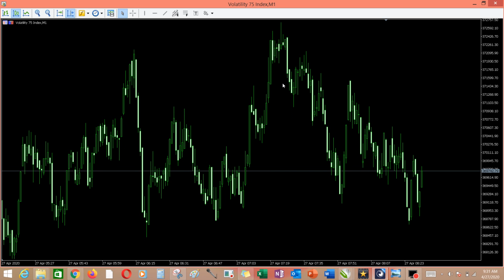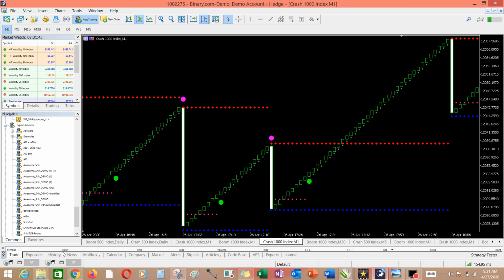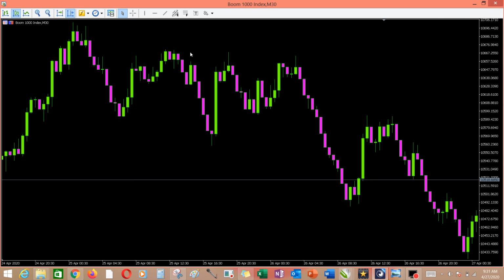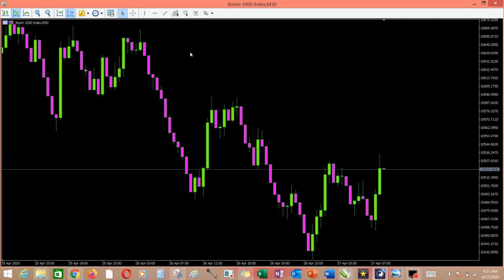Okay, that is that about Volatility 75. Let me quickly say a few things about Boom and Crash. Let me use Boom 1000 to explain. This is Boom 1000 on a 30 minute time frame. This is the way the chart looks normally. So we can easily identify the support and resistance levels using this.